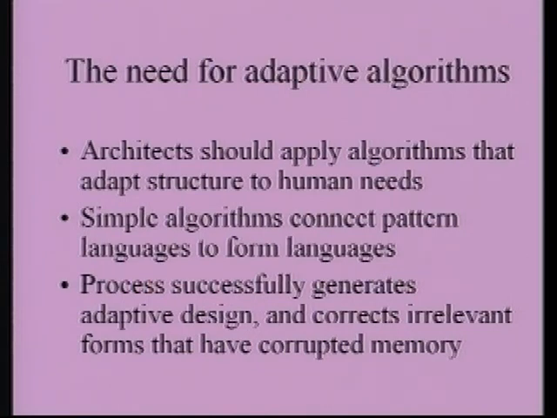So my arguments here in this lecture today are that architects should apply algorithms that adapt structure to human needs. Simple algorithms will connect pattern languages to form languages. And the process will generate adaptive design, and more importantly, they will correct the corruption of architectural memory that has occurred in the last several decades, which I describe with these little diagrams.